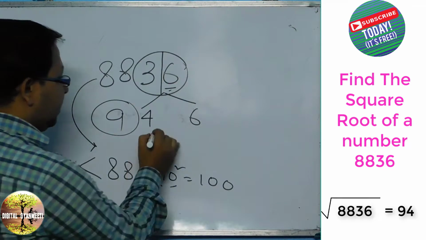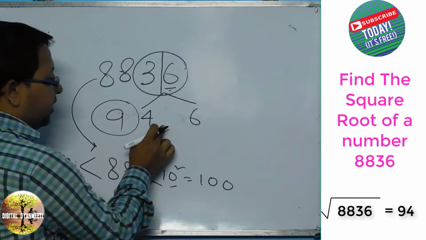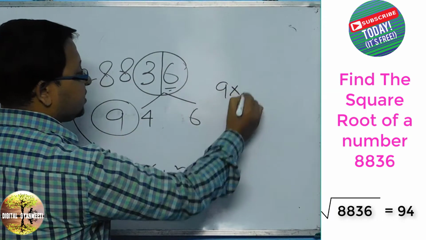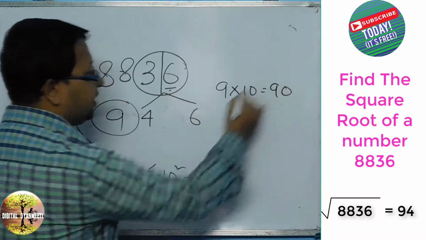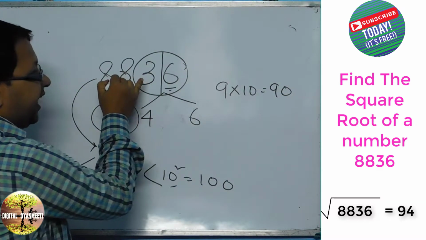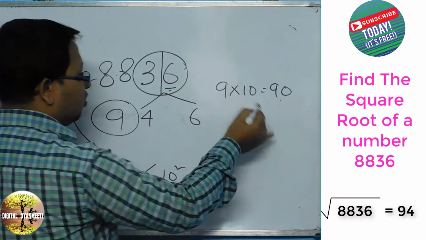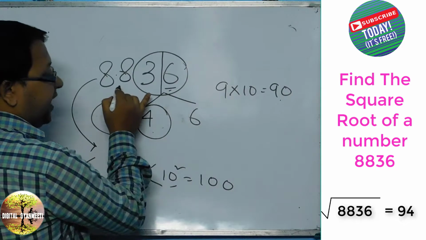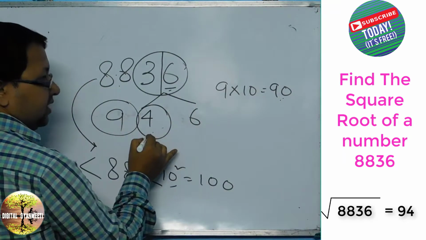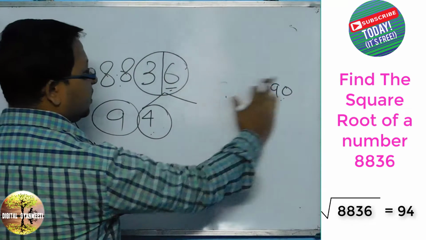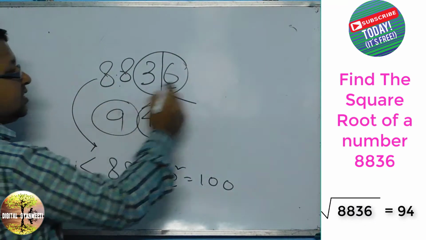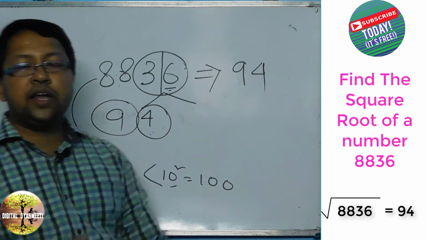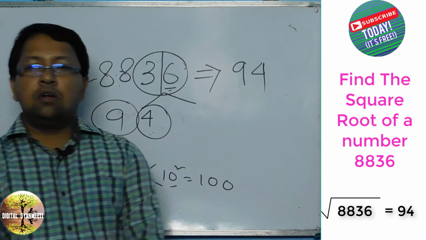Now to find out in this place which number we can write, 4 or 6, we multiply 9 with the next number 10 and we find 90. Since 88 is less than 90, we take the lesser number. So the square root of 8836 is 94. You take any number and practice yourself.